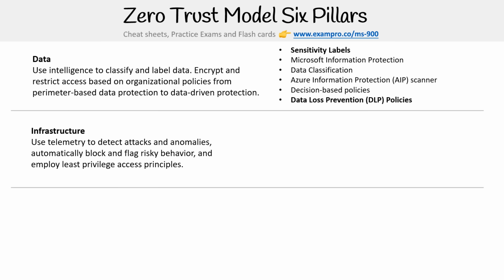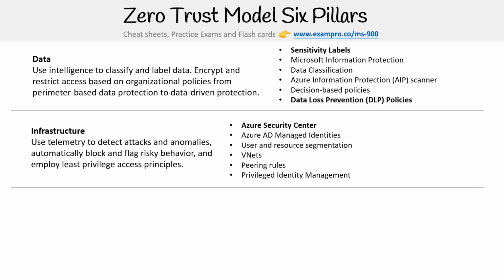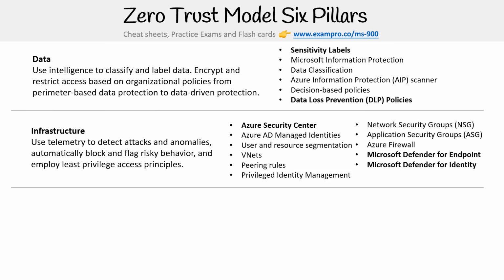Next, we have infrastructure. So use telemetry to detect attacks and anomalies, automatically block and flag risk behaviors, and employ least privilege access principles. So here we can use the Azure Security Center, Azure AD Managed Identities, user and resource segmentation, VNets, tiering rules, privileged identity management, network security groups, application security groups, Azure Firewall, Microsoft Defender for Endpoint, Microsoft Defender for Identity, and Azure Sentinel.